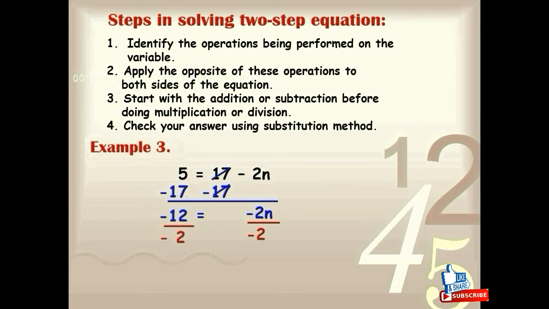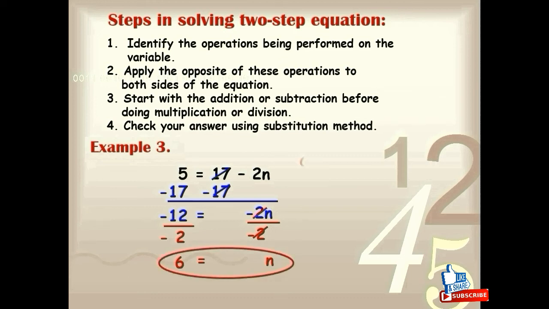Now, negative 2n over negative 2 is equals to n. Therefore, we can simply cancel negative 2 over negative 2. Only n is left. Negative 12 divided by negative 2 is equals to positive 6. Therefore, the value of our variable is positive 6.